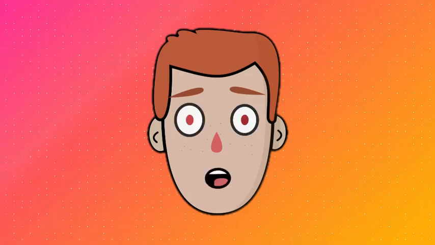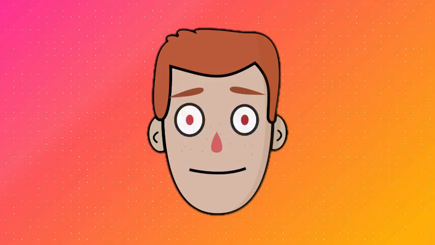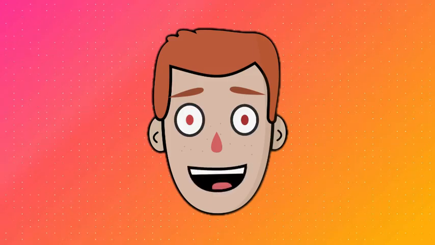Let's start with operators. These are symbols or keywords that perform actions on values or variables. Think of them as the verbs in your JavaScript sentences. There are 3 main types of operators you need to know.